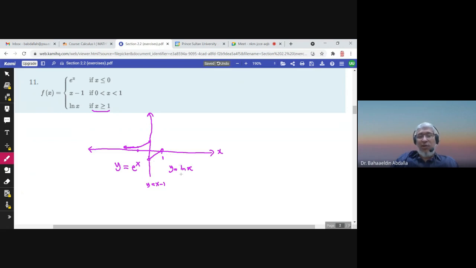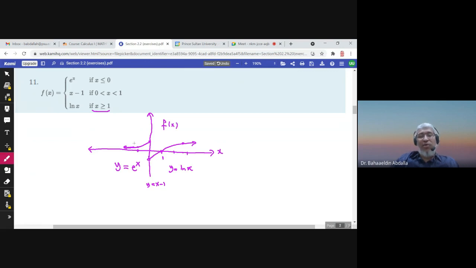Now to the right of 1, let us graph the logarithmic function. So we replace x by 1. Well, ln 1 is 0. So now this open circle is not needed because this point now is included in the graph. ln 1 is 0. And you can find ln 2, or you can find ln e, which is 2.7. ln e is 1, as we know. So this is the graph of the logarithmic function from 1 to infinity. So this is the graph of f of x.